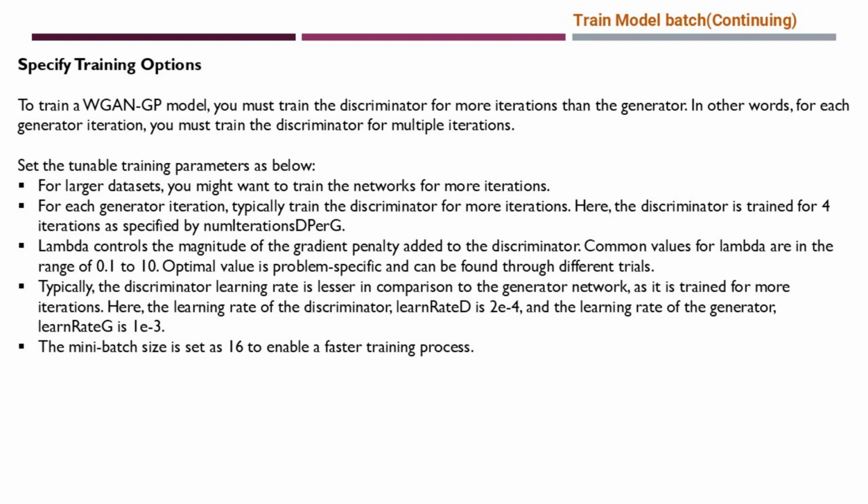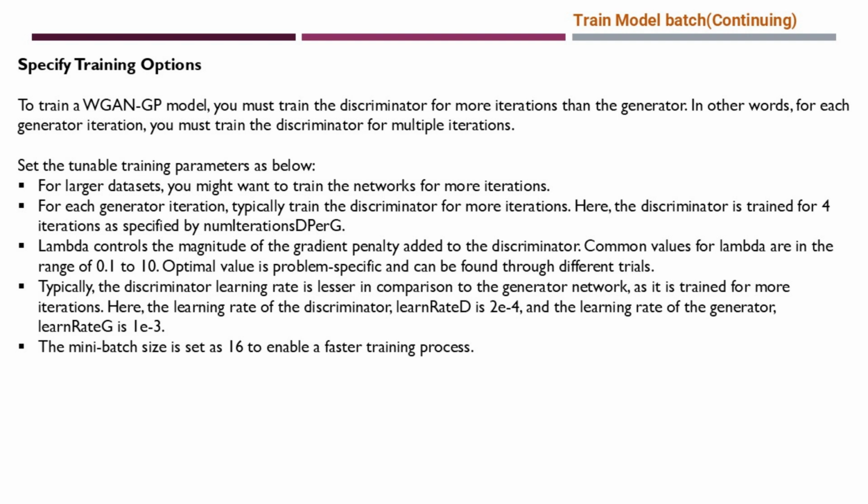For each generator iteration, typically train the discriminator for more iterations. Here, the discriminator is trained for 4 iterations as specified by num iterations d per g. Lambda controls the magnitude of the gradient penalty added to the discriminator. Common values for lambda are in the range of 0.1 to 10. Optimal value is problem-specific and can be found through different trials.